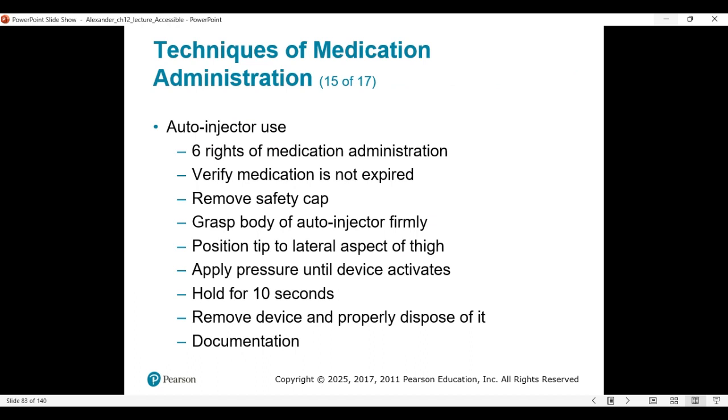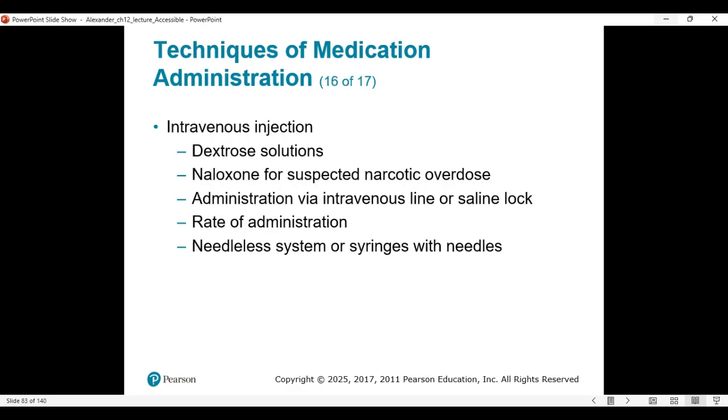Verify the medication is not expired. Remove the safety caps. Grasp the body of the auto injector firmly. Position its tip to the lateral aspect of the thigh. Apply pressure until the device activates. Hold for 10 seconds. Remove the device, properly dispose of it, and document it. And, of course, reassess.